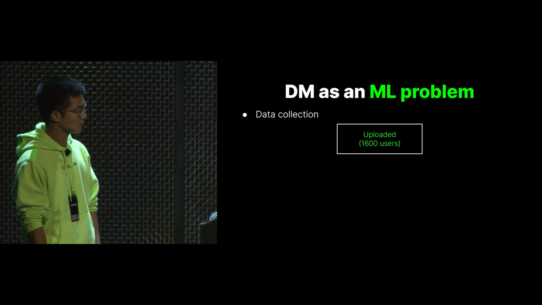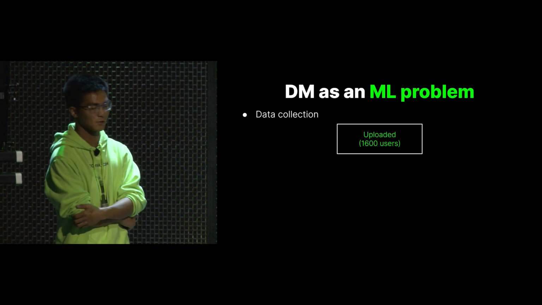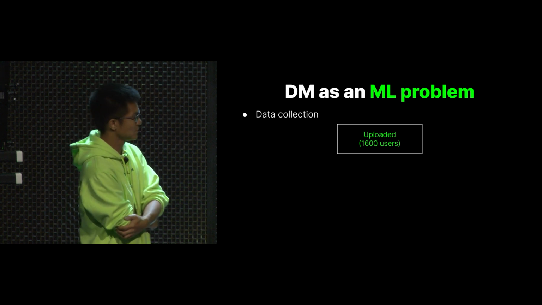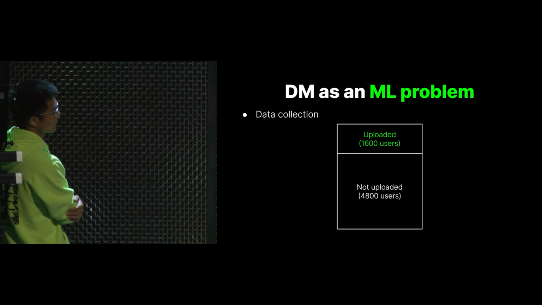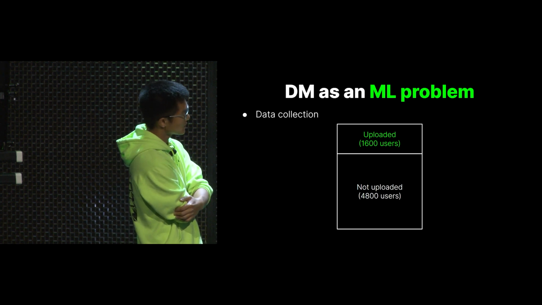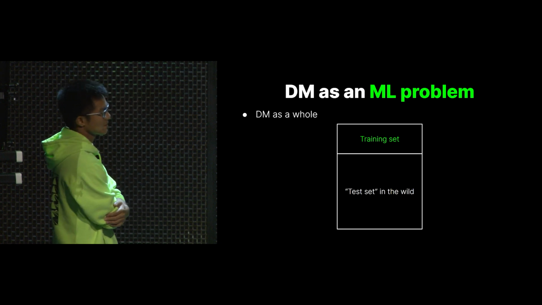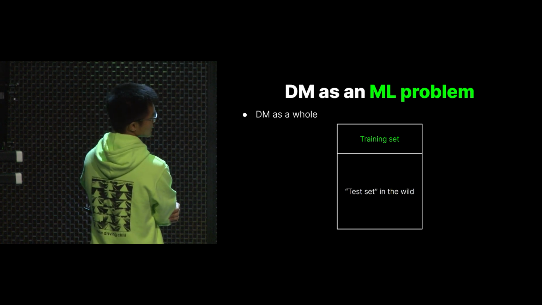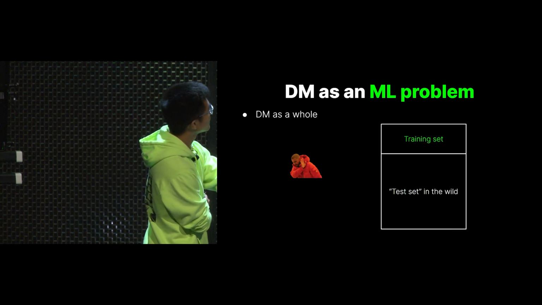All right, on top of everything I've talked about so far, I would like to also add some comments about thinking of DM as a machine learning problem in general. So we currently have data uploads from about 1,600 users. And below is the amount of people from whom we don't get DM data, which is 75% of all users, which means for us as a company, we are stuck with this small subset of data to build a system which is expected to work on a much larger user base than the training set size.